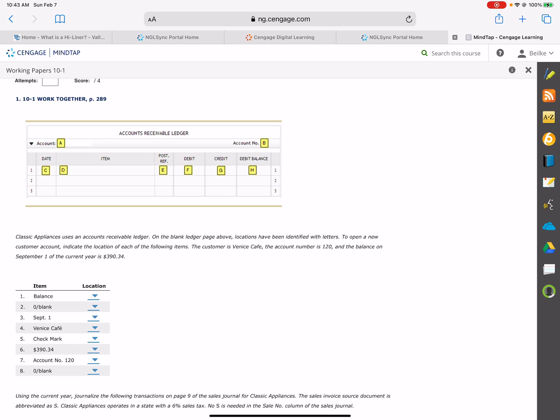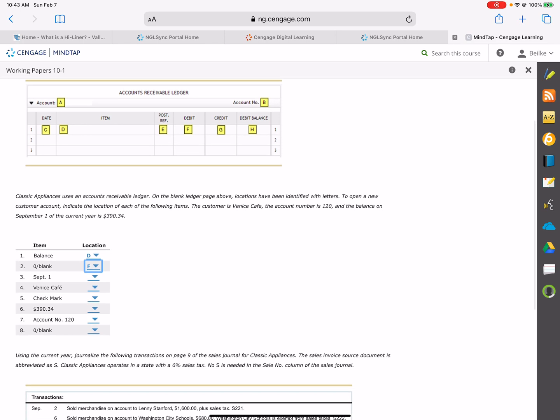So what I would like you to do is go through and pause this. When you are done, then take a look at the answers. So the balance should be in letter D, the word balance. A blank, you will be putting in F, because we're just opening the account here. We're not posting anything. September 1 goes in the date, so that has to be C. Venice Cafe goes into our account title, so that has to be letter A.